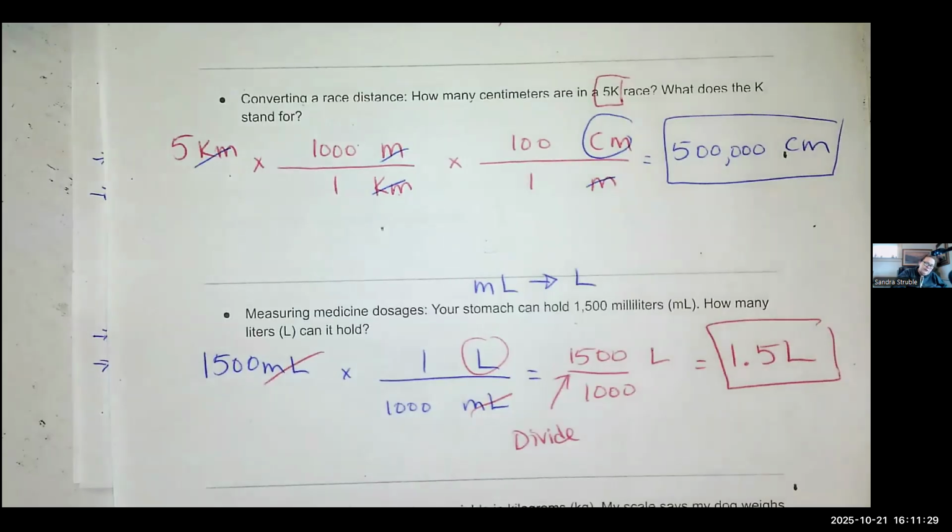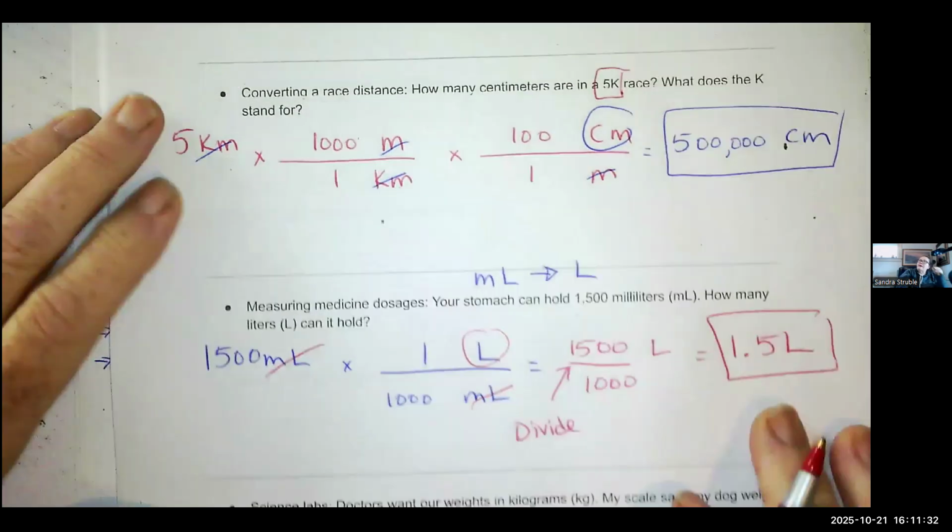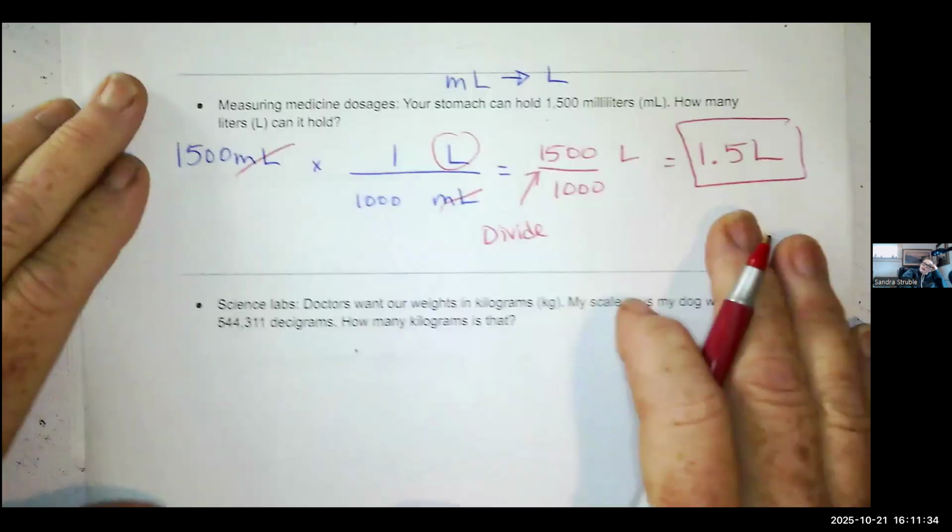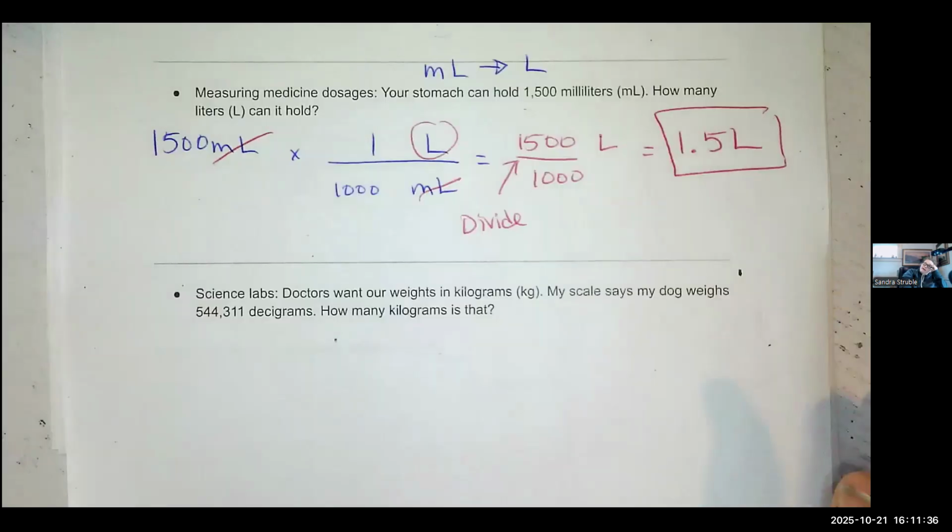All right, then the last one here is our science labs. Doctors want our weights in kilograms. My scale says my dog weighs 544,311 decigrams. How many kilograms is that? So pause the video, attempt this one yourself, and come back to see how you did.